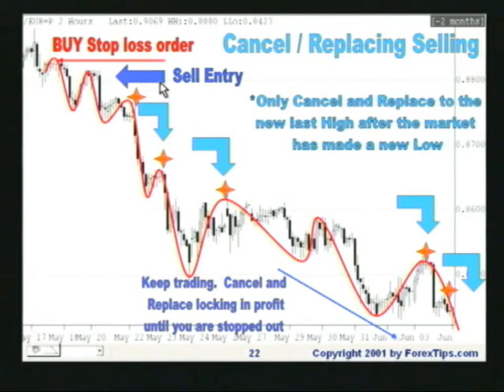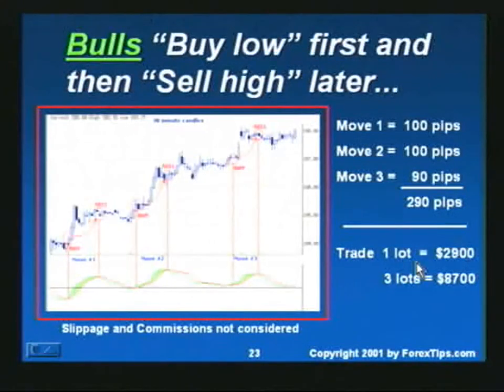As it makes a new low, we can move it from that high to this high. As it establishes a new low, bounces, retraces, and then U-turns and makes a new low, we can now go from that high to this high, from this high to this high, from this high to this high, from this high to this high, locking in profit as we go.